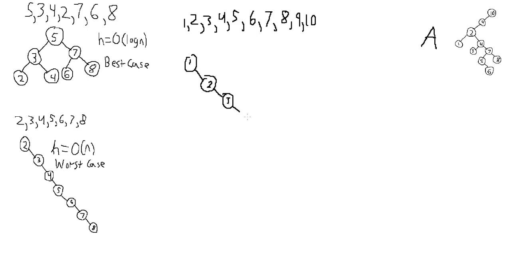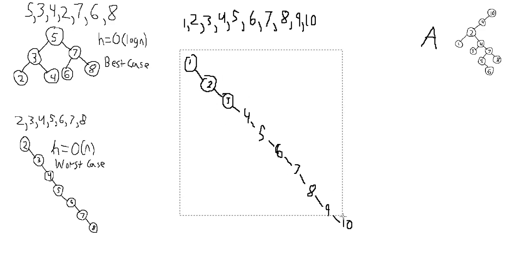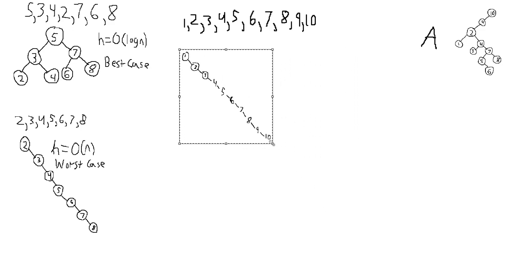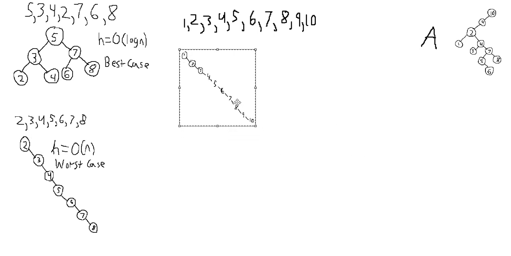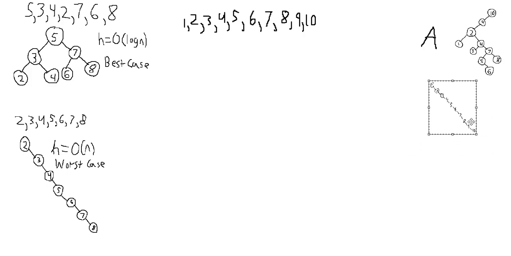I'm going to quickly go through this. 4, 5, 6, 7, 8, 9, 10. Again, we have a scenario where every node that we insert is one greater than the one before it. And so we very quickly get this worst case scenario, almost identical to the worst case scenario we had in our example with 2 through 8. Put this to the side, and we will mark it B.